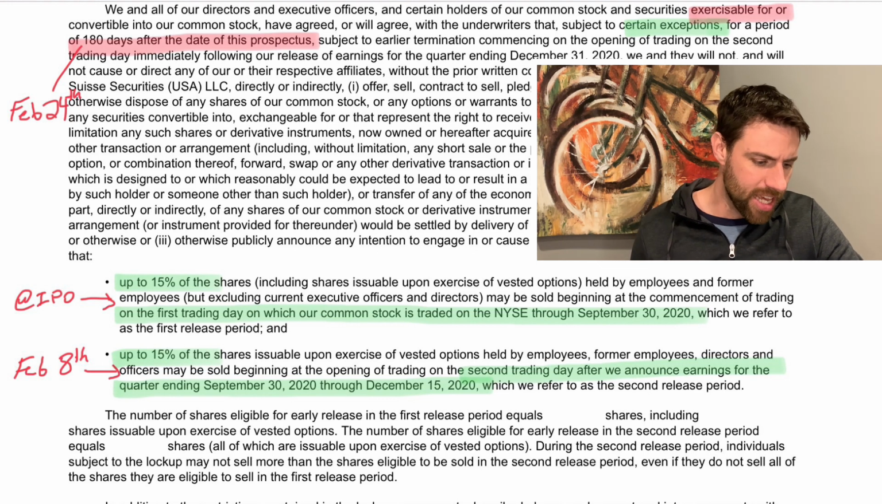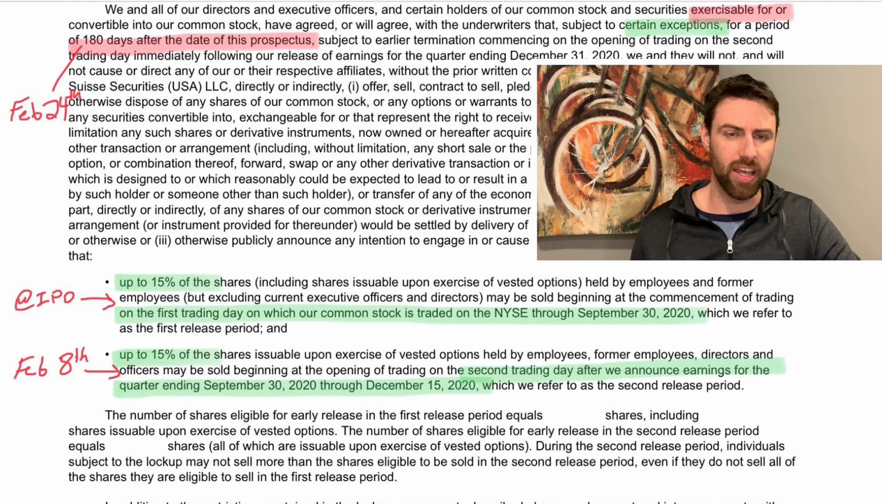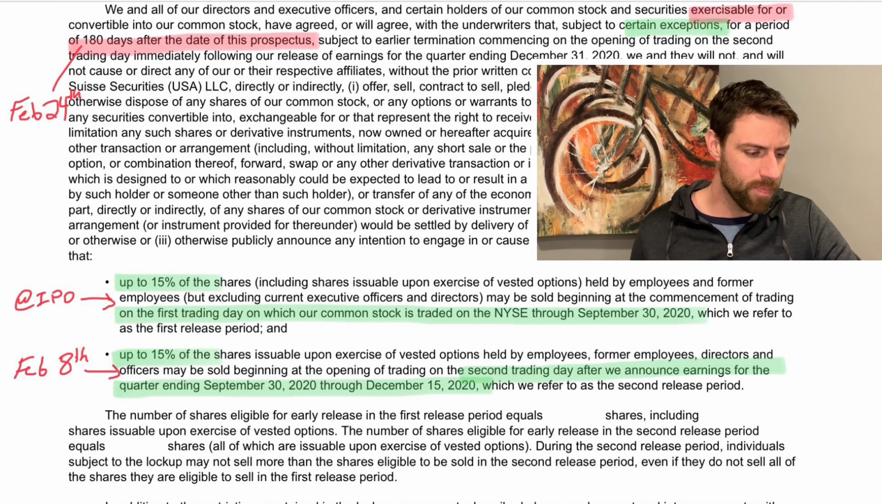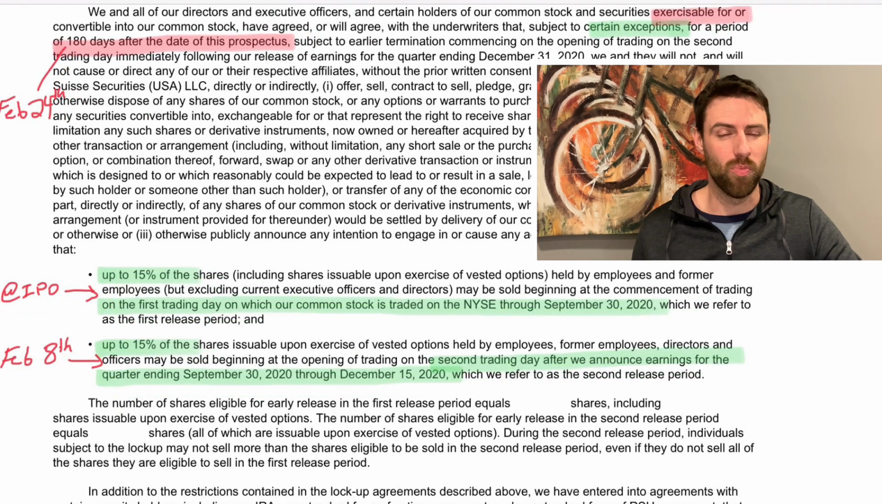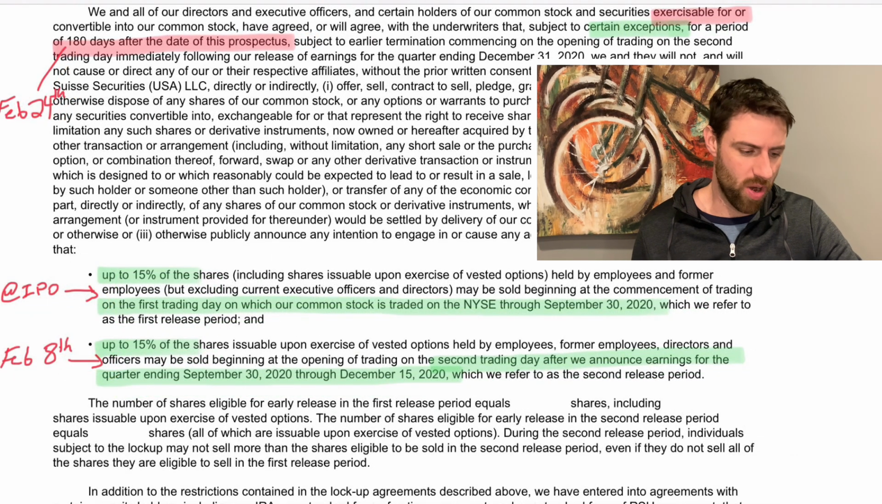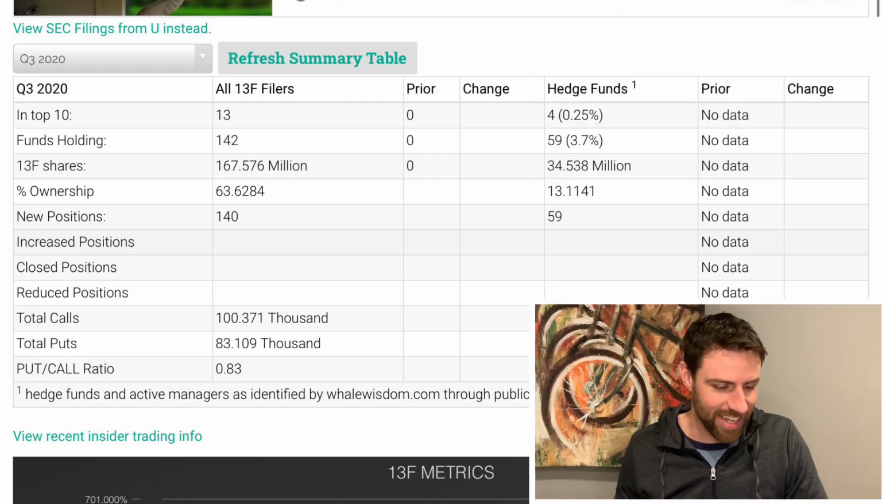So something to keep in mind, that it could add some additional selling pressure if there are employees looking to sell. And the full lockup expiration will happen around February 24th, I believe. It's 180 days from when they IPO'd, which is August 24th. Just a couple data sets to help add to my conviction for Unity.